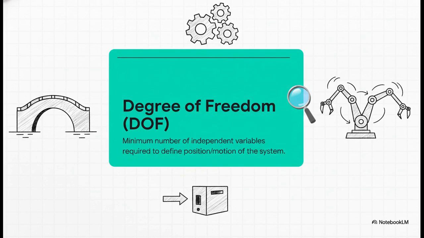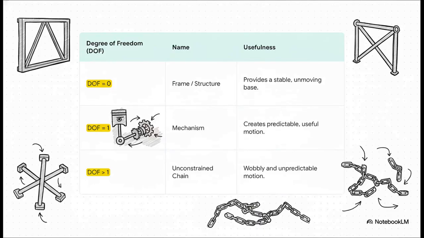Now I know, that sounds super technical, but trust me, the concept is dead simple. It's basically just a quick way to count and figure out if you've built a machine that's going to move predictably, a structure that's locked solid, or, well, just a floppy, useless pile of parts. This table here lays it out perfectly. If your chain has 0 degrees of freedom, guess what? It doesn't move at all. You built a structure, like a bridge truss. Super strong, great for a building, but not a machine.